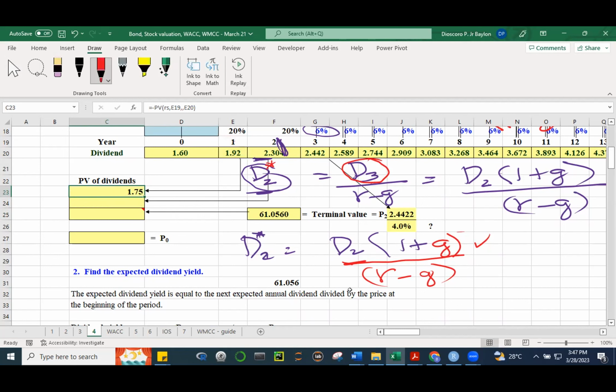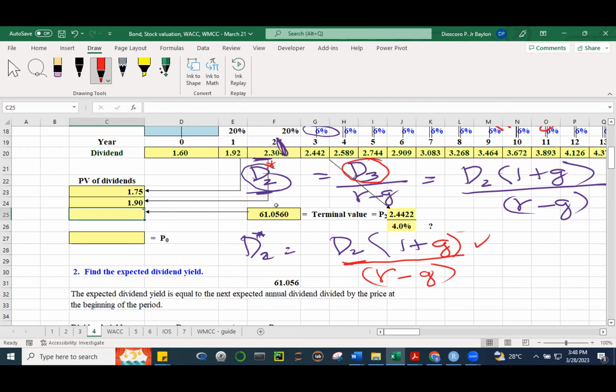Okay, so the present value of that is 1.75. Ito naman, 2.3, this will be equal to negative PV. Again, our rate is RS, comma, N per is 2, comma, no PMT, future value is 2.3. All right. Ignore the type, control enter. So the present value of 2.3 is 1.9.